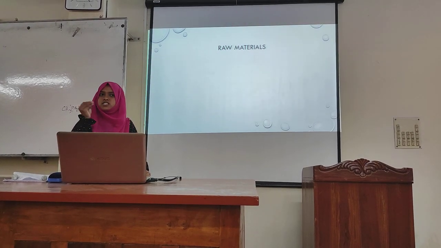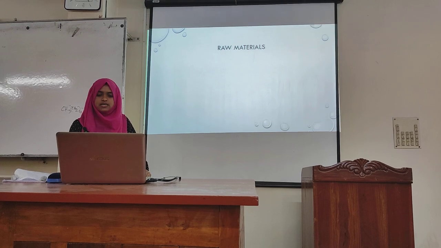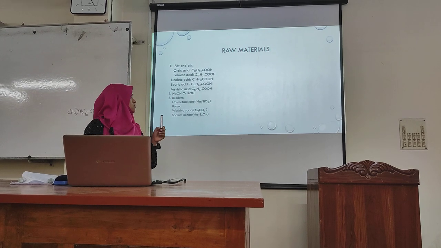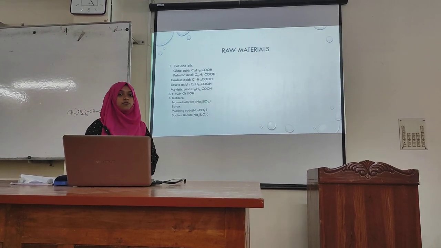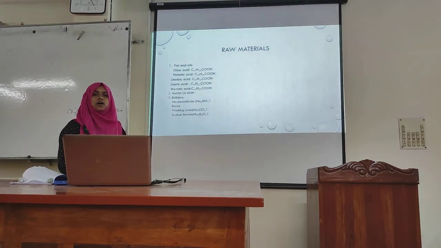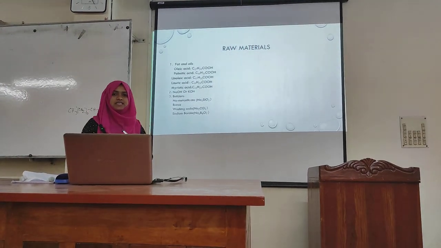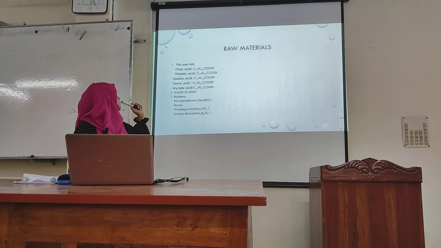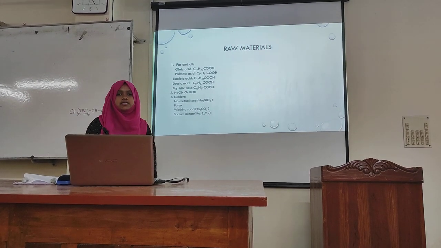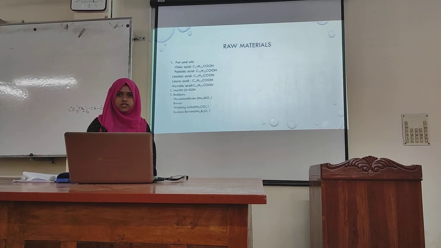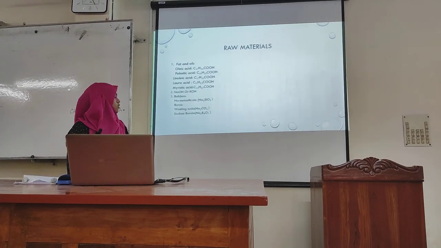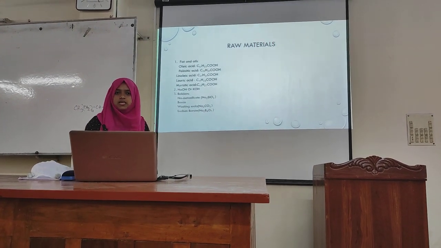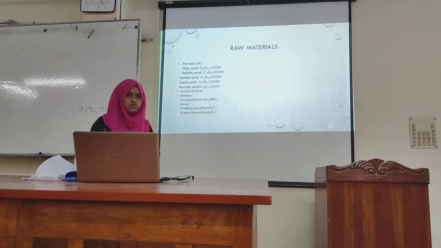Now let's discuss the raw materials of soap. First of all, we can form soaps from fats and oils. There are many fats and oils which can form soaps, like oleic acid, palmitic acid, lauric acid, and stearic acid. These can all be used to manufacture soaps in industry. The other element is sodium or potassium hydroxide, which is an inorganic base used to produce soap.